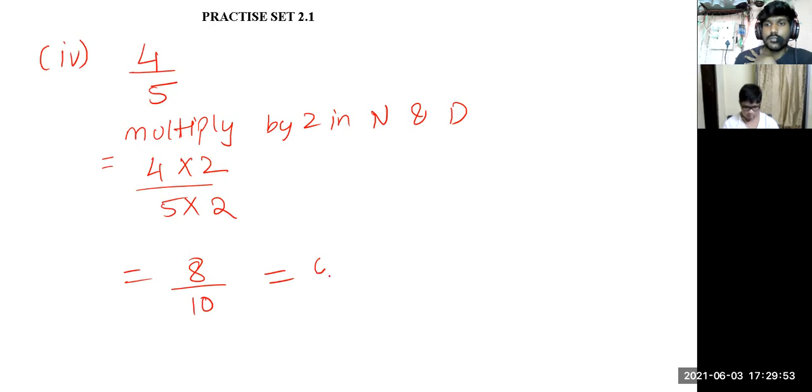Unmute yourself. 0.8. Yeah, 0.8. Why so much time to answer? I forgot about that method, then I remembered suddenly. Yeah, 0.8. So 0.8 is the answer.